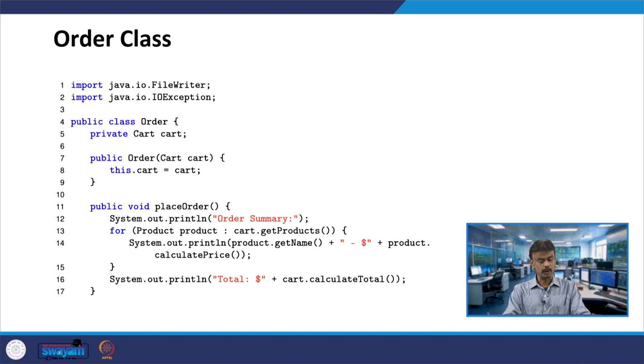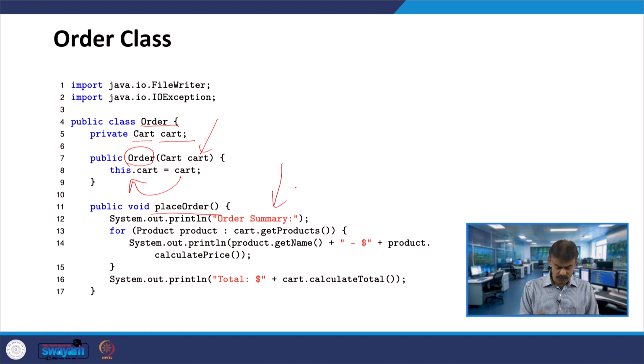Then you are going to have the order class, so we will see the order class. In class order, your object is cart, of class cart. Here you have the constructor, taking the object cart, and cart is copied into this dot cart. Then here you have a method called place order, where you are printing the order summary with a range for loop. When the cart is invoking get products, that will be copied into the product.